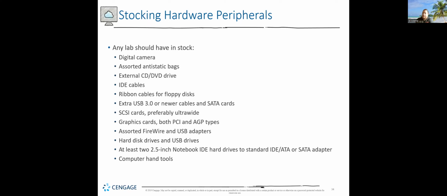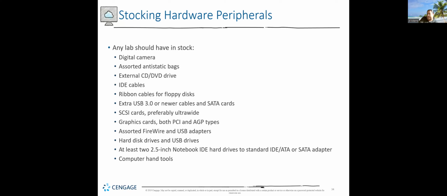Extra USB 3.0 and newer SATA cables, which now would include NVMe enclosures. SCSI cards, yeah, preferably Ultra Wide, that's more common. Graphics cards with PCI and AGP types, in case you need to clone something and it asks for that kind of card. Assorted FireWire and USB adapters, yep. Hard disk drives and USB drives, yep.